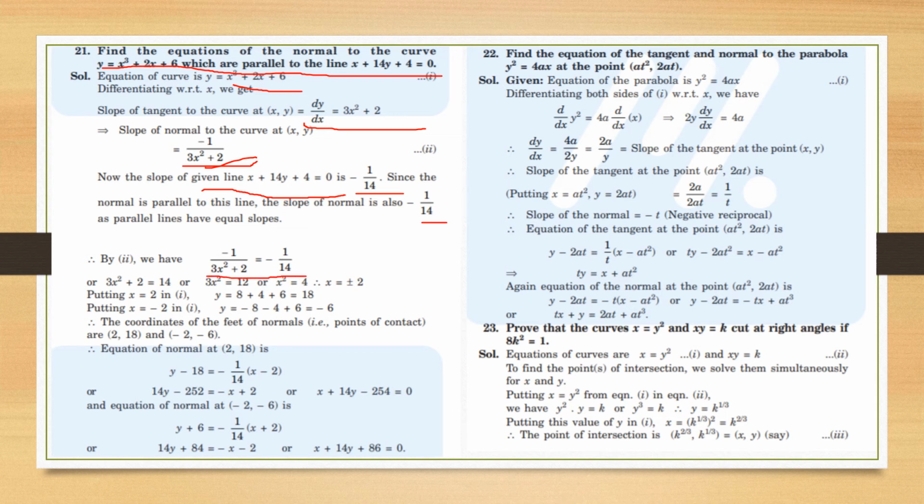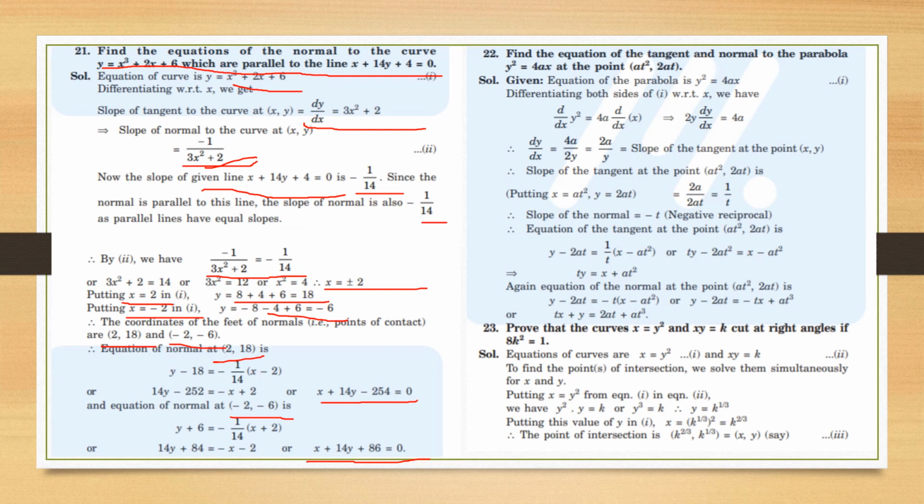So here I get it, and on solving, I get x as plus minus 2. So when x is 2, y is 18, and when x is minus 2, y is minus 6. So the coordinates are (2, 18) and (minus 2, minus 6). And the equation of normal at (2, 18) will be y minus y1 equal to m, I'll use from here, (x minus x1). So it is x plus 14y minus 254 equal to 0. And for the second point, I'll get y plus 6 equal to m times (x plus 2). So it is x plus 14y plus 86 equal to 0.